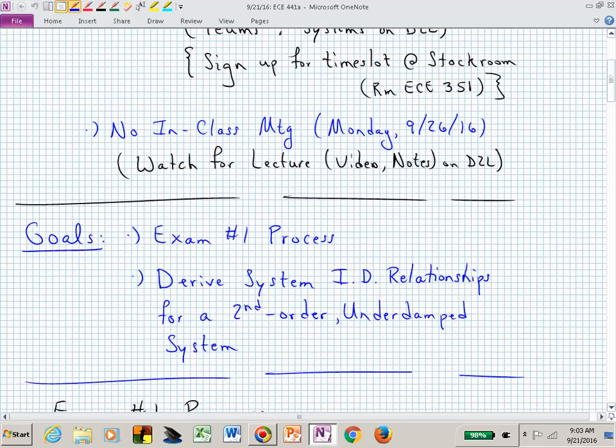What I want to do today is talk about the process for exam number 1. Hopefully we will have enough chairs, but please be ready to move around and shuffle on Friday. And today I want to review how to develop these equations for the second order system. Somebody asked if I was reviewing today, so I will say this is a review of the system identification relationships for a second order system.